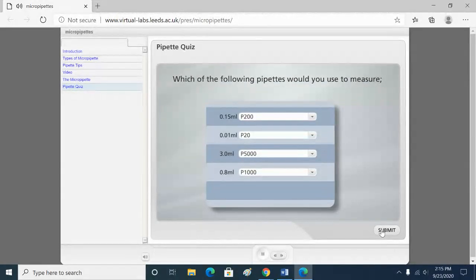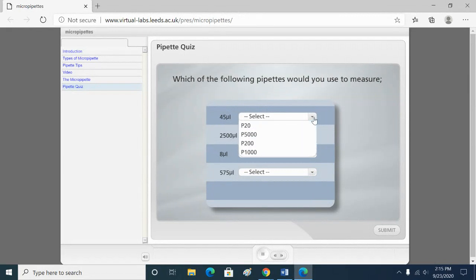So let's see if we're right. Yep, we're right. Same idea here. You're pipetting 45 microliters. Which pipetter do you use for 45? Remember, we're already in microliters. Okay, sorry. That's the P200.